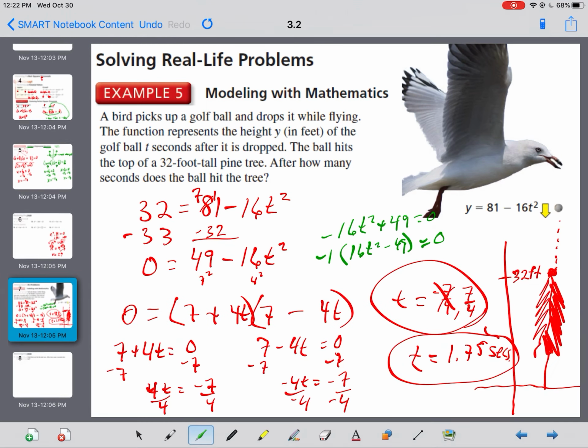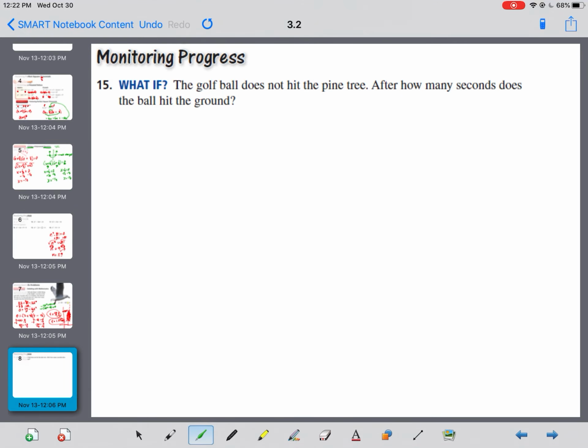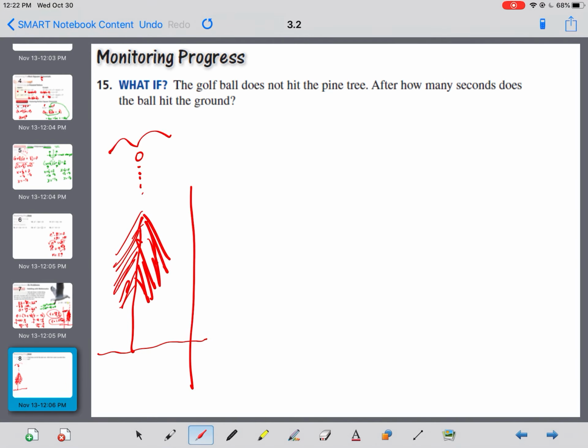If you want to try that last one, there it is. They just change it up. What if the golf ball does not hit the pine tree? How long does it take to hit the ground? Okay, well, let's draw a picture of it just in case. There's our bird, right? He dropped a golf ball. It's falling. There's our pine tree. Happy little trees. Thank you, Bob Ross.